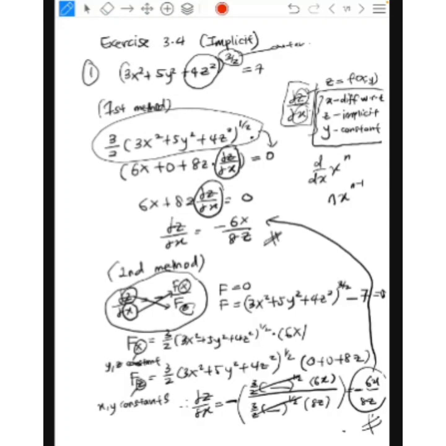Okay, so basically the second method is rather easier because you don't have to consider the implicit function. Everything is only constant or the variable that you want to differentiate.